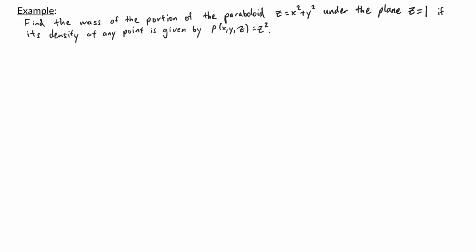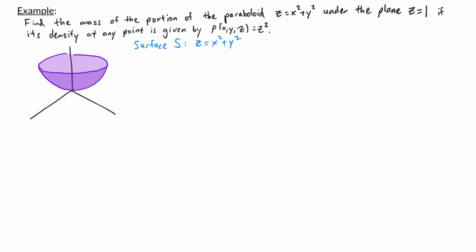So here we're asked to find the mass of the portion of the paraboloid z equals x squared plus y squared under the plane z equals 1 if its density at any point is given by the density function rho equals z squared. So here we have a picture of our paraboloid. To find the mass of this object, I would need to do the surface integral of the density function over my paraboloid. So here my surface is z equals x squared plus y squared.